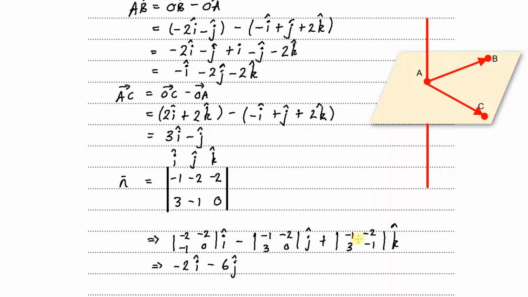And lastly here, we have minus 1 times minus 1, that's 1, and that's 1 minus minus the product of these two. This will give us 1 plus 6, that's 7. So we'll be having plus 7k. So we now have the normal to the plane.